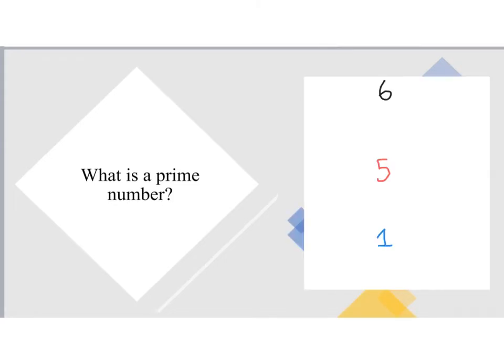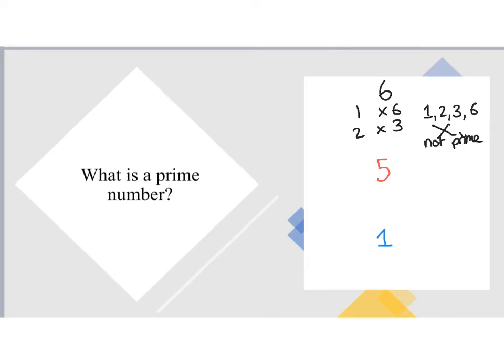First, let's start off with the number 6. So the factors of 6, what numbers can we times together to make 6? Well, we've got 1 times 6 or 2 times 3. So that means the factors of 6 are 1, 2, 3 and 6. It's got 4 factors, meaning that it is not prime.